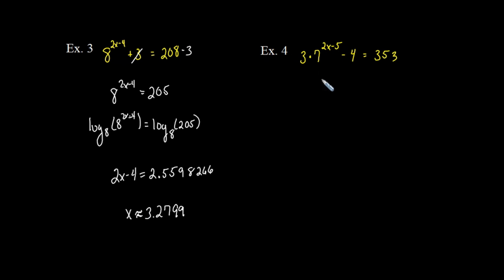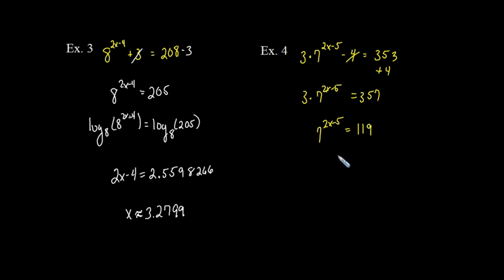All right. On example 4, we have a coefficient on our exponential term and a value added on to that left-hand side, and we have the constant on the right-hand side. So we will add 4 to both sides. We'll get 357. We'll get 3 times 7 to the 2x minus 5. And then we'll divide by 3. 7 to the 2x minus 5 is equal to 119, I believe.